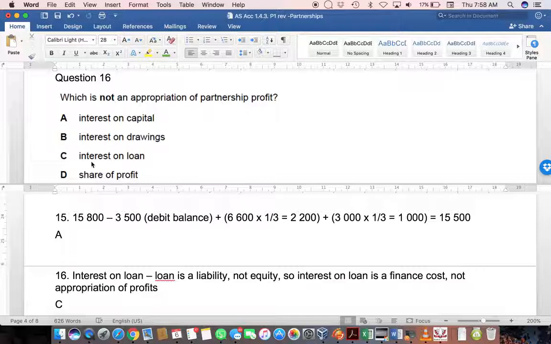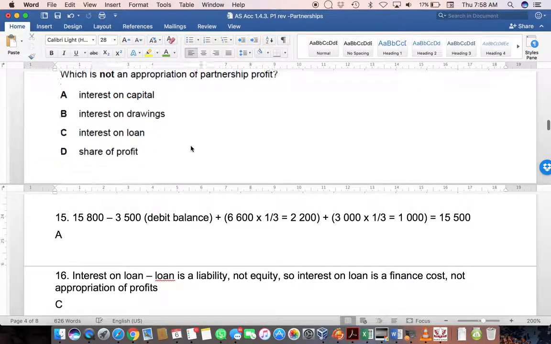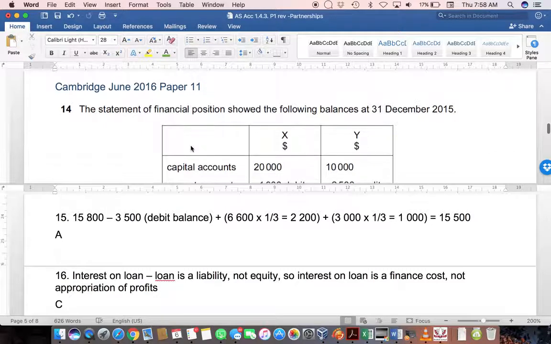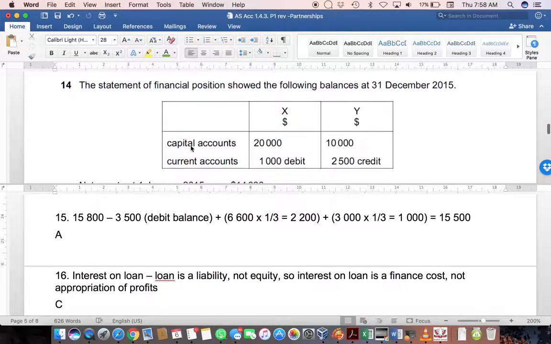So C is certainly something that we could consider, but before you choose it and just move on, check that you're happy that number D is not what you want to choose. Share of profits, well, that is obviously an appropriation of partnership profit, and therefore it does not suit our answer. So we will in effect choose C as our answer for 16.